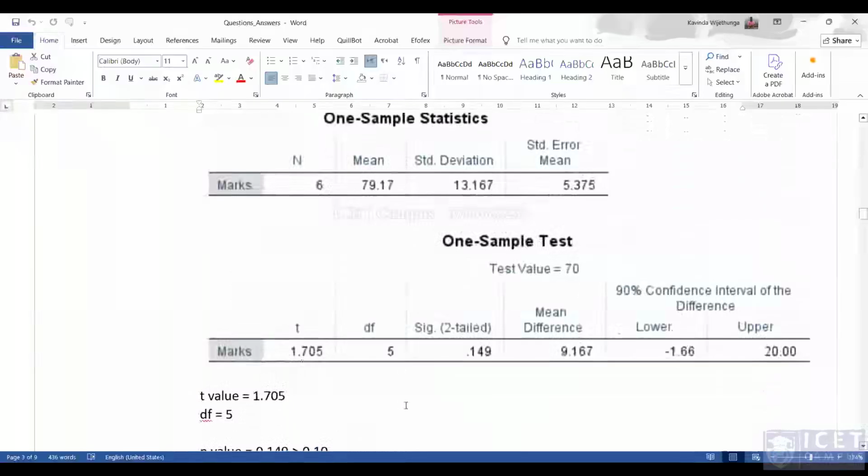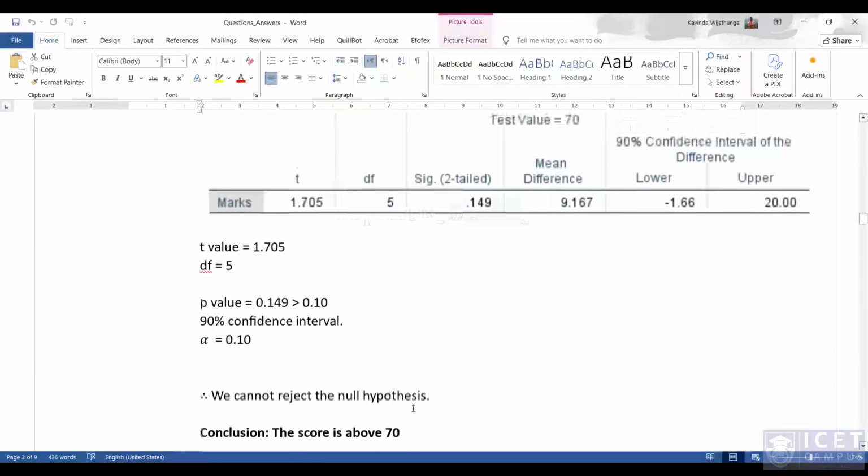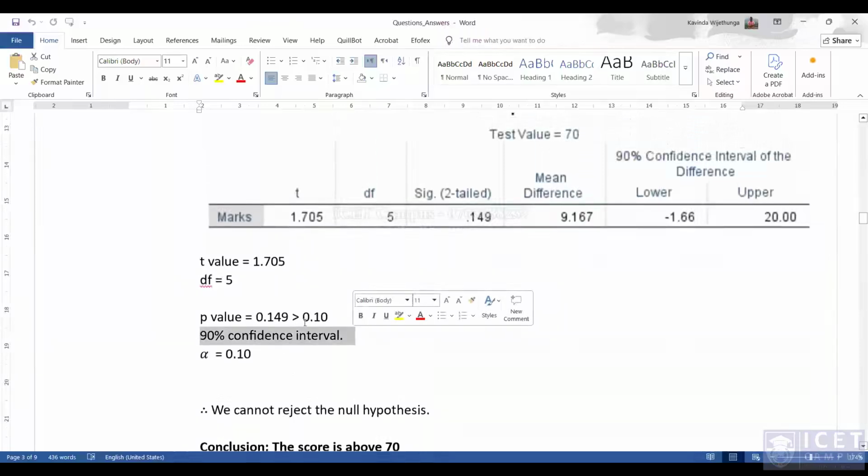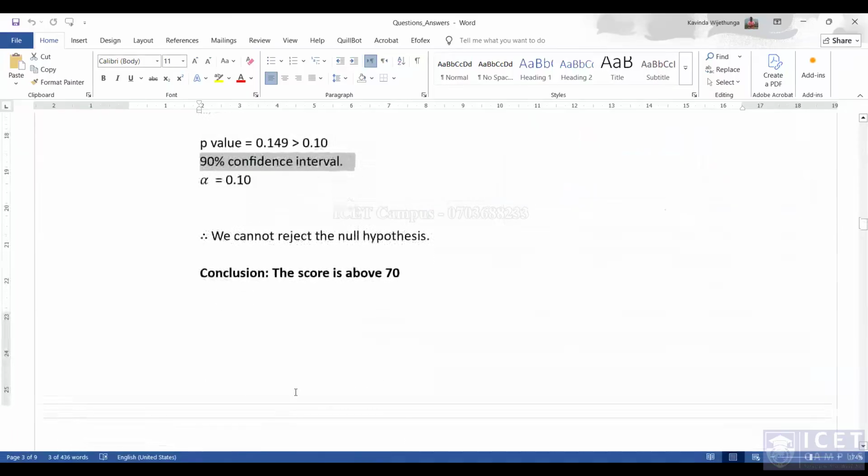The degrees of freedom is 5. And then here, the p-value is for a 90% confidence interval. Therefore, we have to check with 0.10. The p-value we got for this question is 0.149. It is greater than 0.10. Therefore, we cannot reject the null hypothesis. Therefore, we can write the score is above 70.